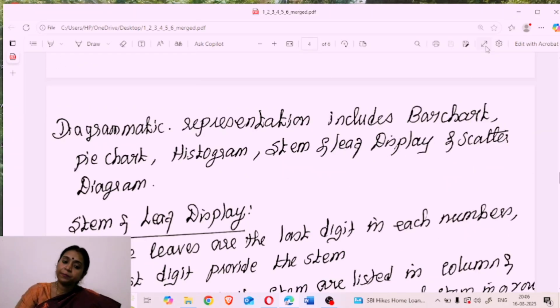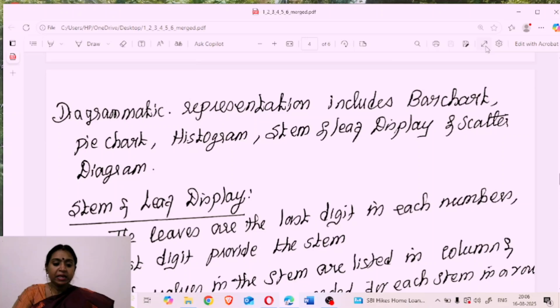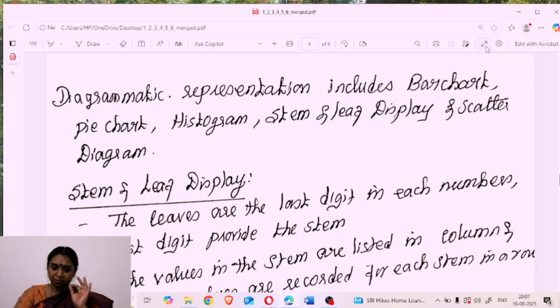And diagrammatic representation includes bar chart, pie chart, histogram, stem and leaf, scatter diagram. The word is peculiar. Stem and leaf display, it's a unique word. Stem is the basic part, and the leaf comes under it like this. Leaves are the last digit of each number.